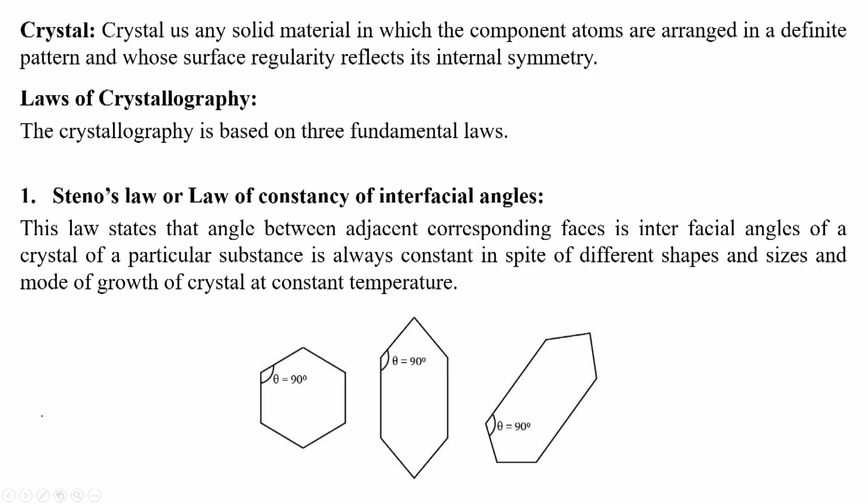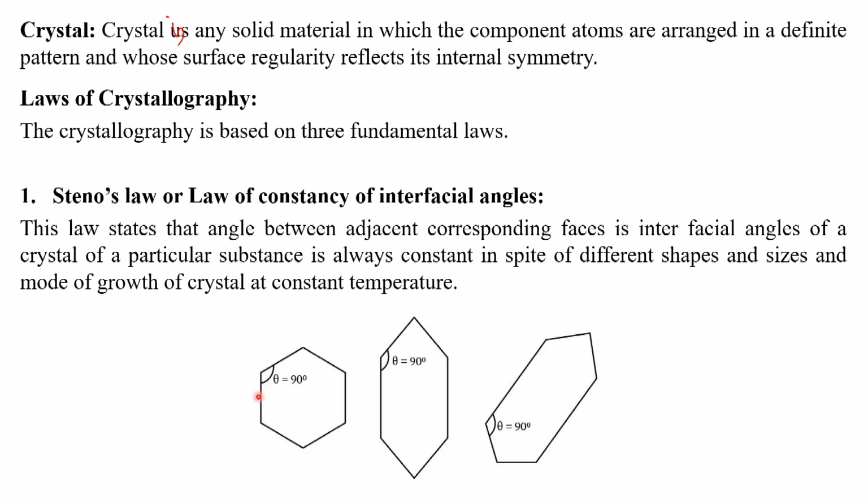So then we discuss laws of crystallography. Crystallography is based on three fundamental laws. What are those? First is Steno's law, or law of constancy of interfacial angles. This law states that the angle between adjacent corresponding faces, the interfacial angles, of a crystal of a particular substance is always constant in spite of different shapes and sizes and mode of growth of the crystal at constant temperature.